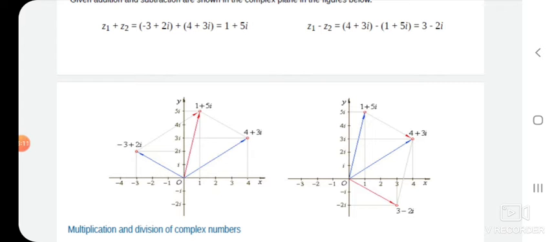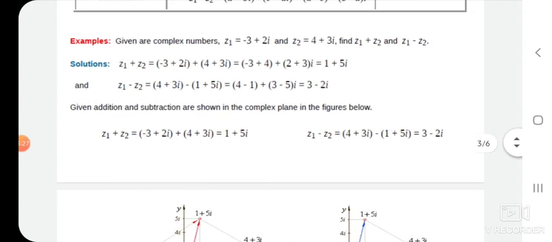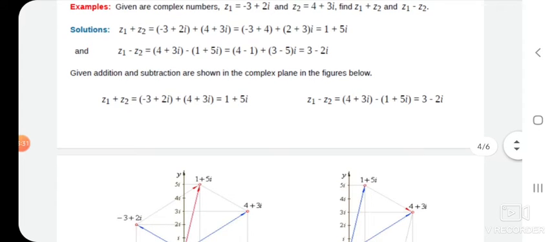This is nothing but an Argand diagram for addition of two complex numbers as well as for subtraction of two complex numbers, that we will discuss in detail in coming lectures. In this way, we can add and subtract two complex numbers.